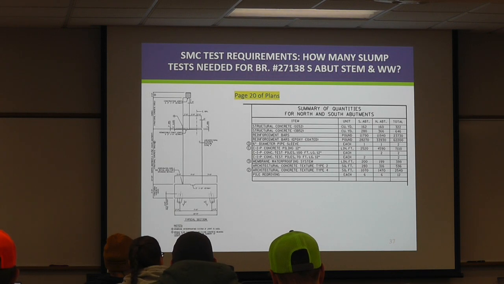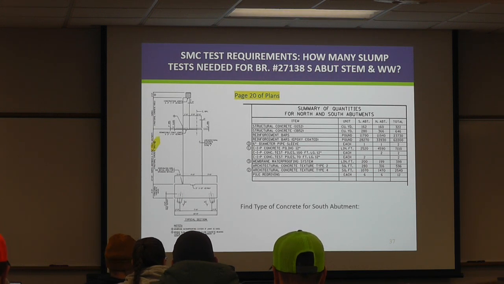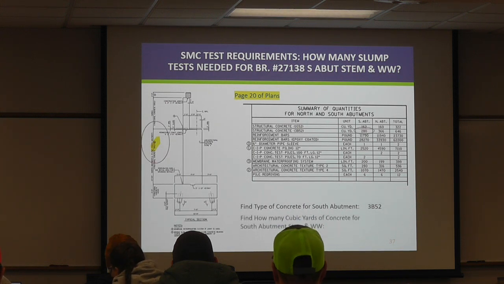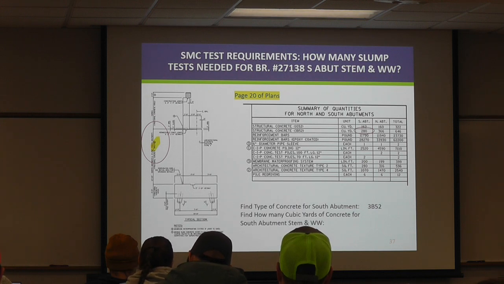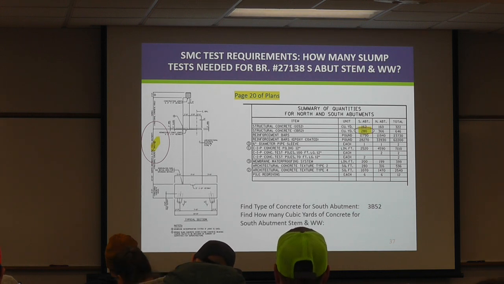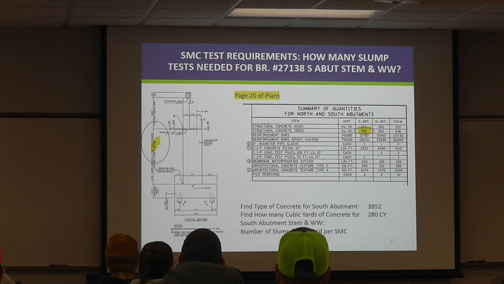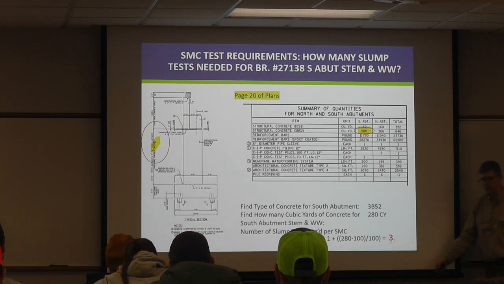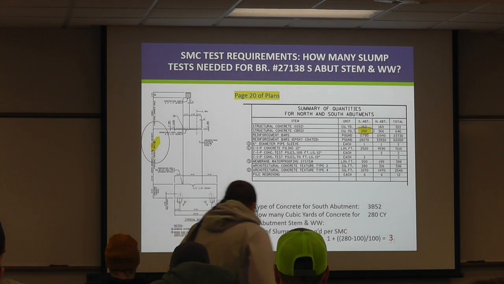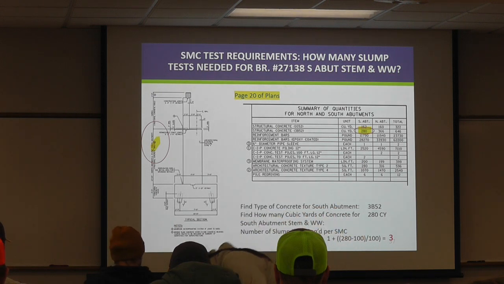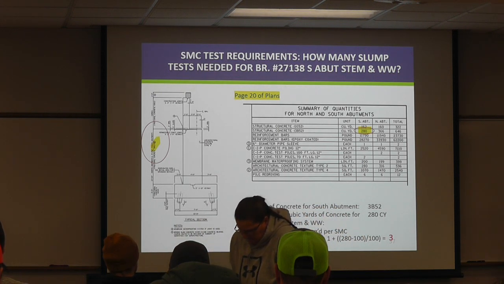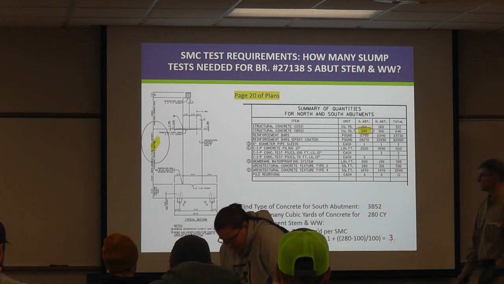Find how many cubic yards. On the next slide, from page 20, you guys have all found this, the concrete is 3B52. And then how many cubic yards of concrete? It's the 280. Slump tests required would be 1 for the first one, plus 280 minus 100, divided by 100, which would be 3. So for the way that question was, you would have 3. Again, in reality, it's probably going to be a different number because we're going to have multiple pours.